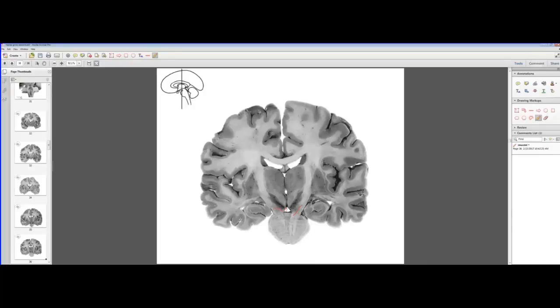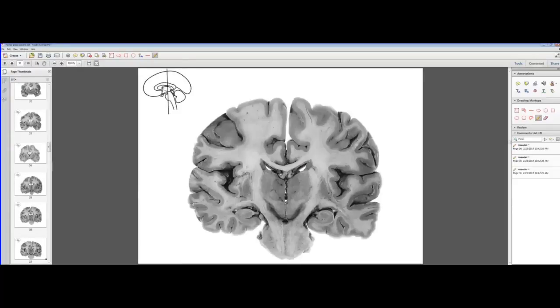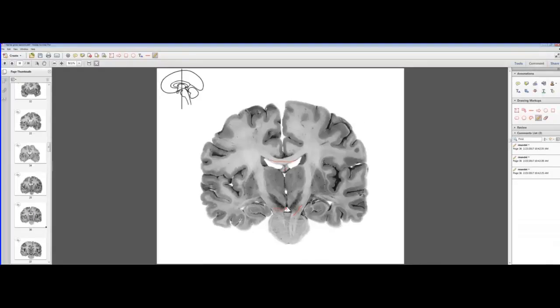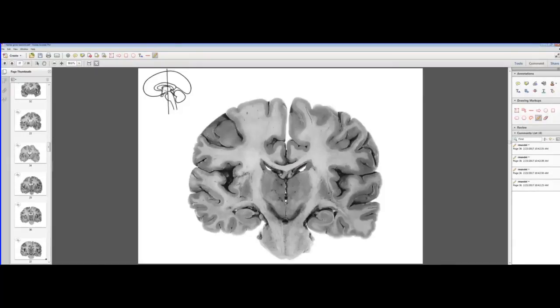Okay, here's your fornix. I think I showed that already, as it's passing under the corpus callosum. Okay, and I forgot to show you on the previous slide, this is the red nucleus here and here, just dorsal to the substantia nigra. This is a very similar section. There's not much new here. This is a better bit of caudate right there.